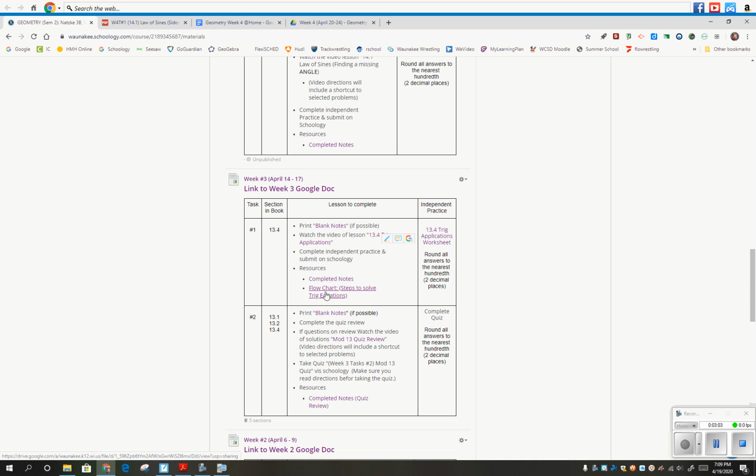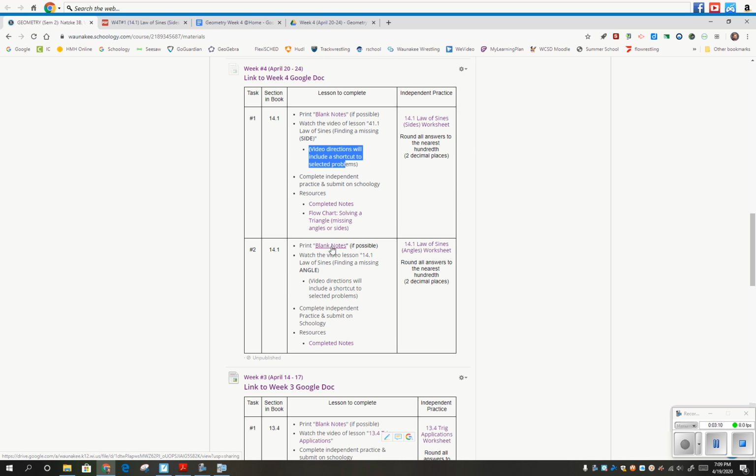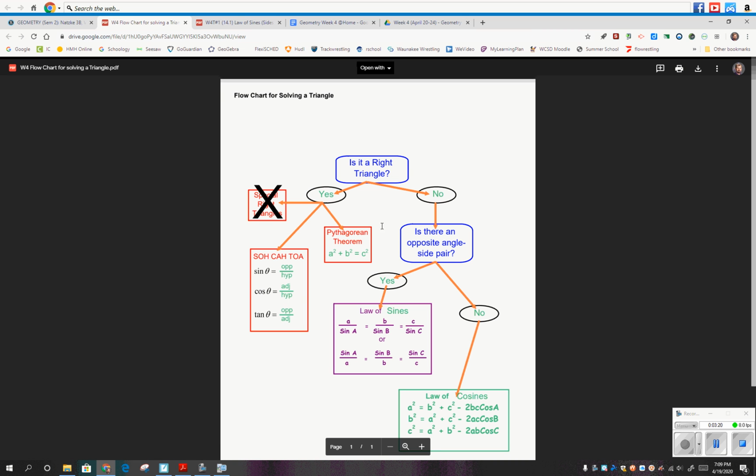This is from last week. There's a flow chart, steps to solving trig equations using SOHCAHTOA. This week we added a different flow chart. You'll see it's called solving a triangle for missing sides or angles. This will help us to determine what method we need to use to do that. And we'll talk about that here in a little bit as we get to that and how we go from there.